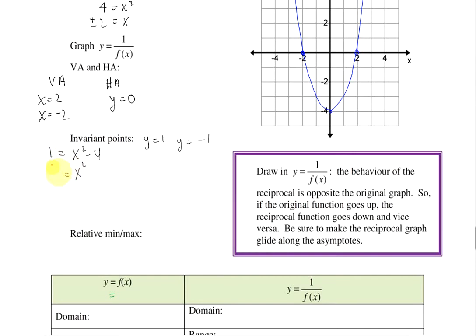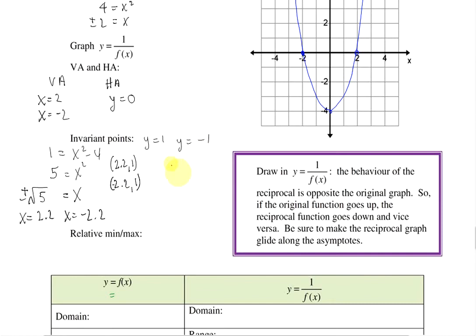4 plus 1, which gives us 5. And so x is equal to plus and minus the square root of 5, which gives us two values for x, one at 2.2 and one at -2.2. So our invariant points are at 2.2 and 1 and -2.2 and 1.